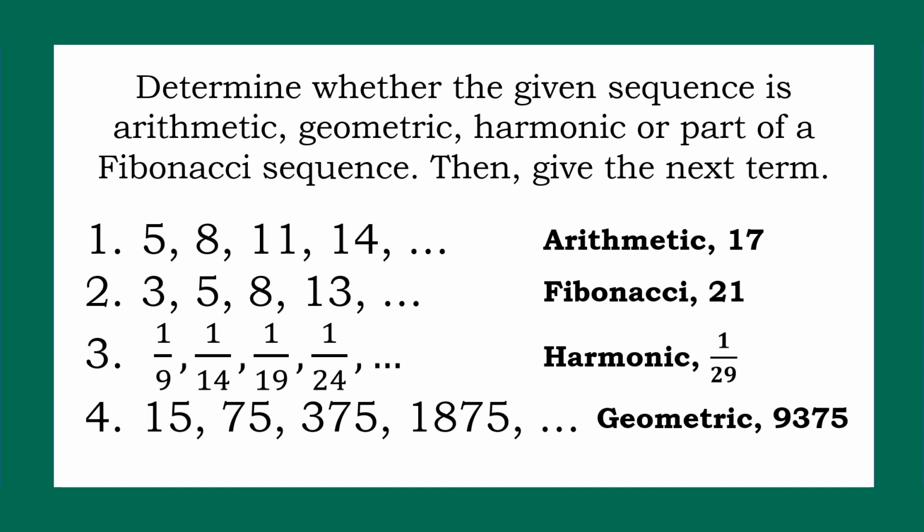This is an example of geometric sequence. It is a sequence in which the term after the first term is obtained by multiplying by a non-zero constant. In this case, the common ratio is equal to positive 5. That is why if we multiply 1875 by 5, the next term will be 9375.